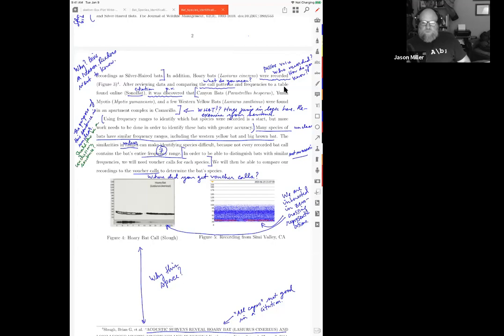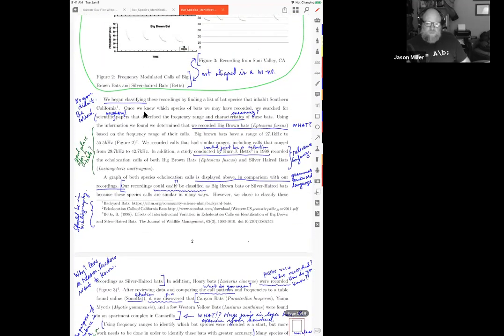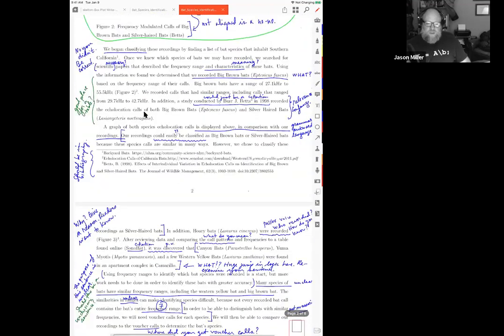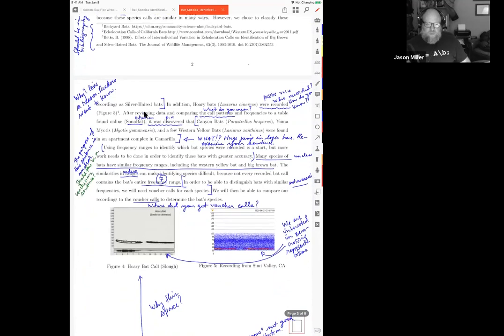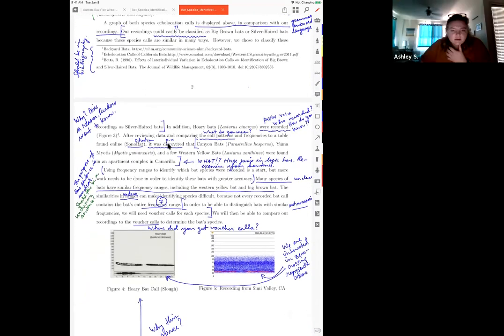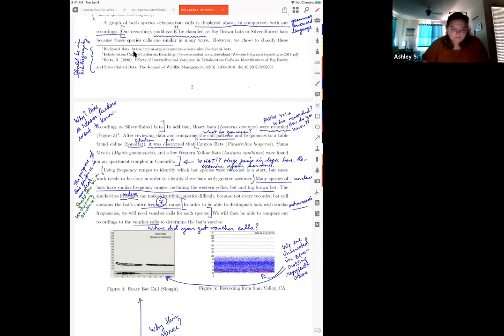Right, and frequencies to a table found online, Sonobat. Well, you mentioned this before. Didn't you mention Sonobat before? I don't see it now. I thought you did, but maybe I'm mistaken. I'm lost now. I think we referenced Sonobat. It's number 2 on the footnotes of page 2. Yeah, here. I think that's the one we referenced. Yeah, okay.